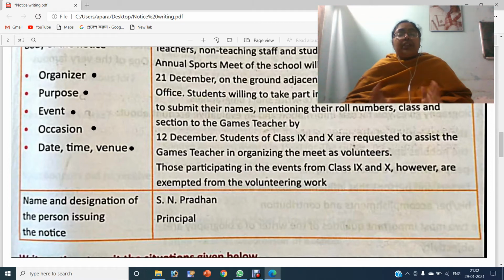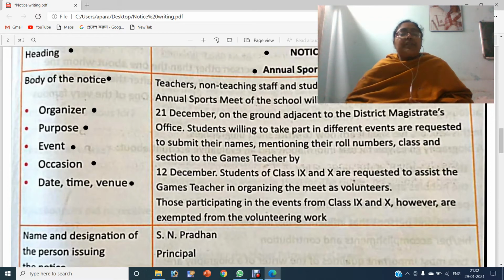I shall just read the notice for you which I have sent you all here. It will be very clear to you where you will find the organizer, the purpose, the event, the occasion and also the date, time and venue.